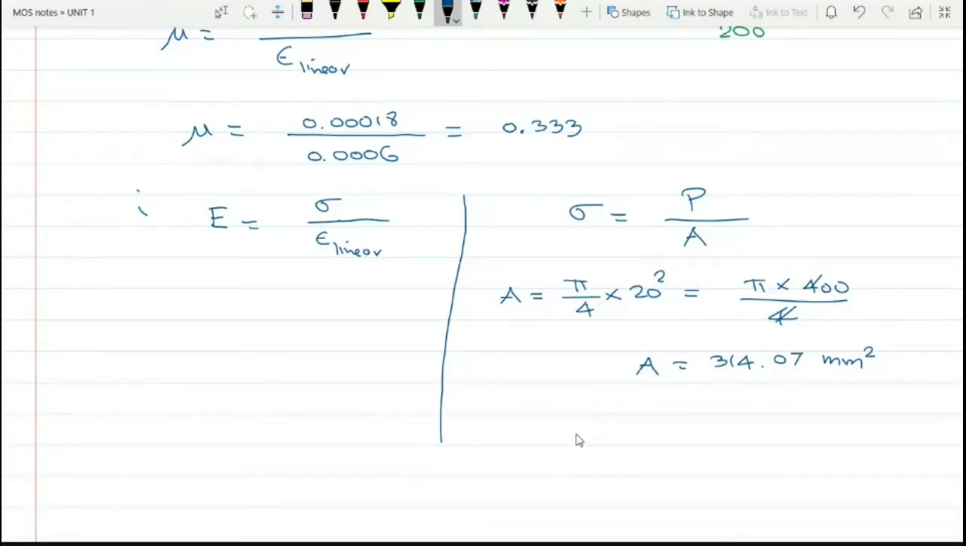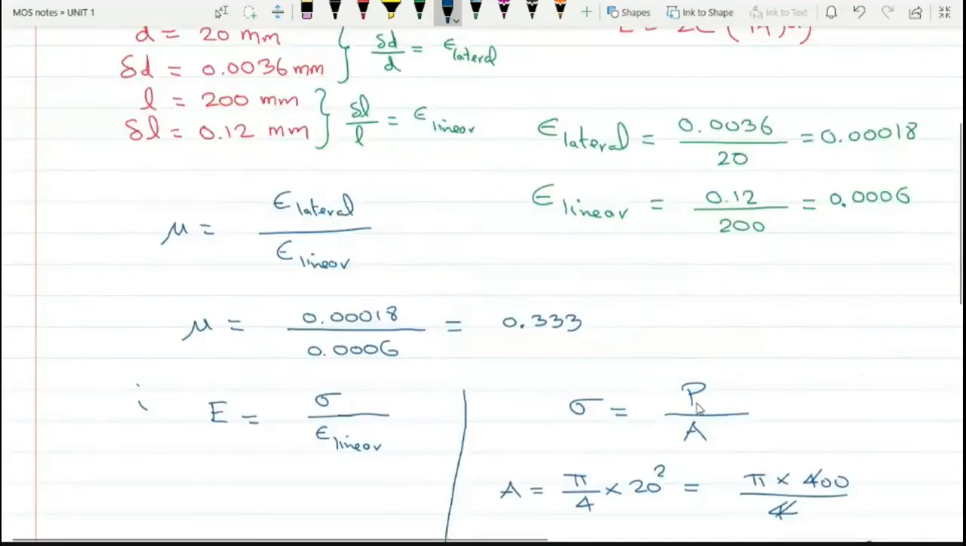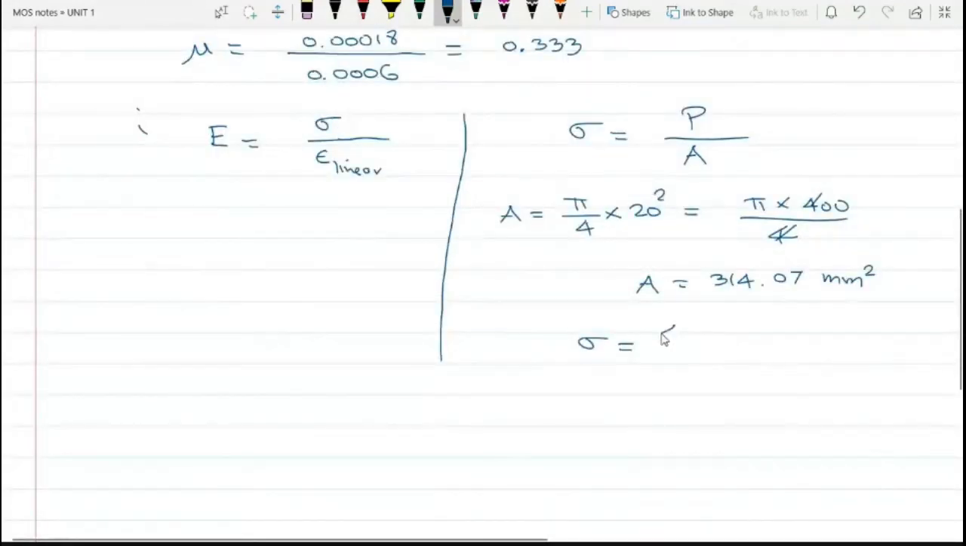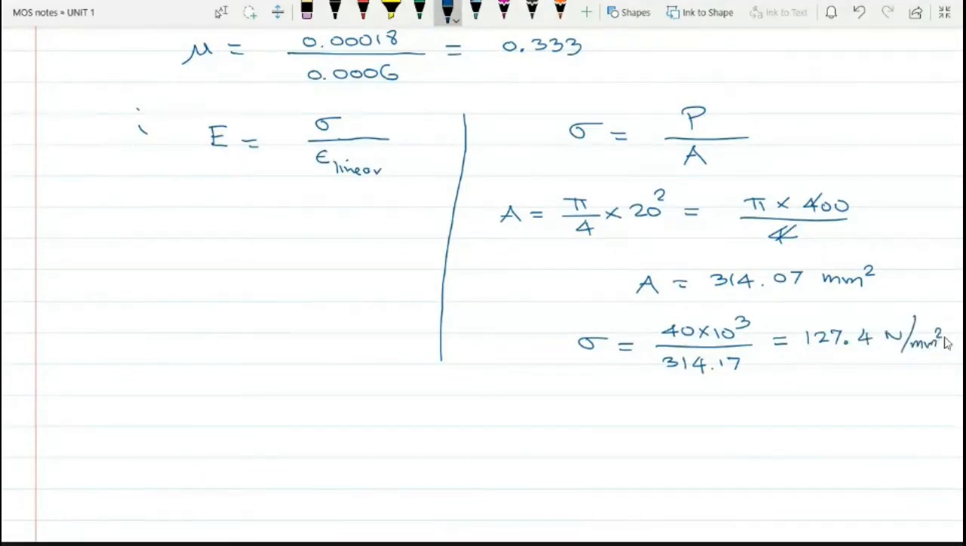So now my stress value is force by cross-sectional area. Force is 40 into 10 power 3 divided by my cross-sectional area, 314.17. So what is my stress value? 127.4 Newton per mm square.